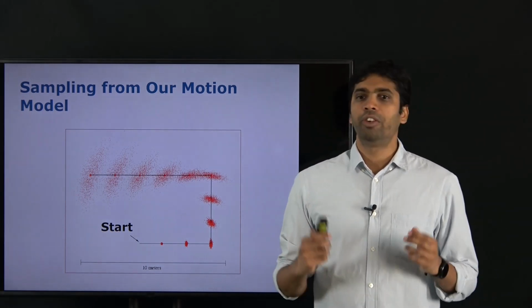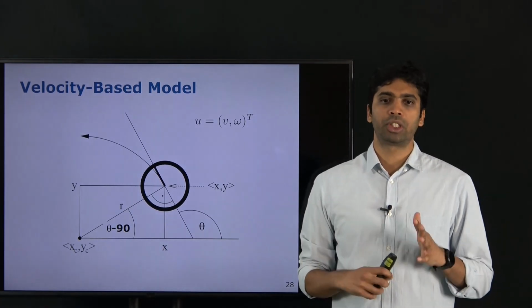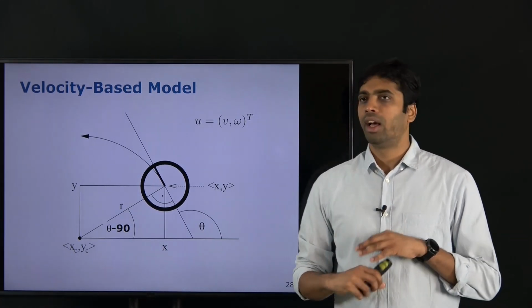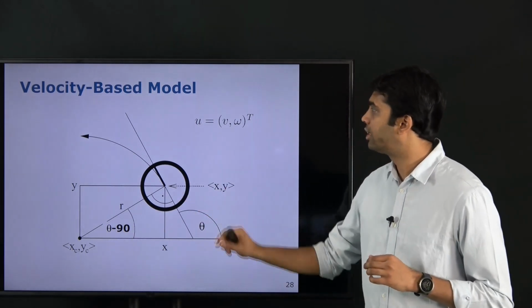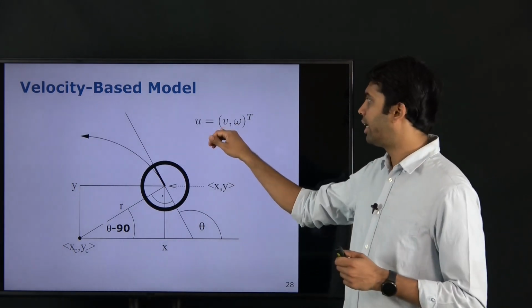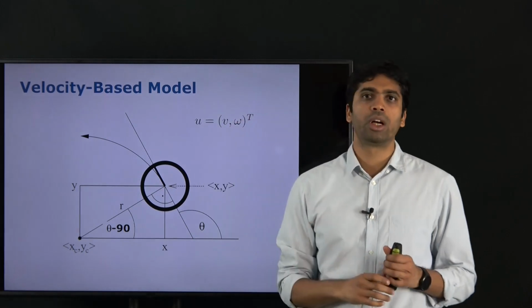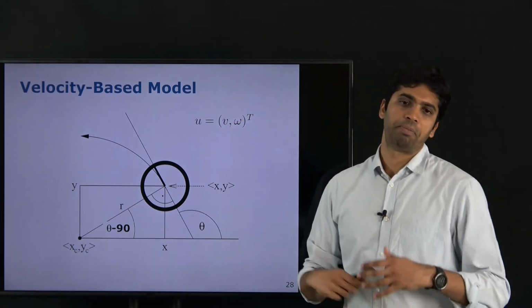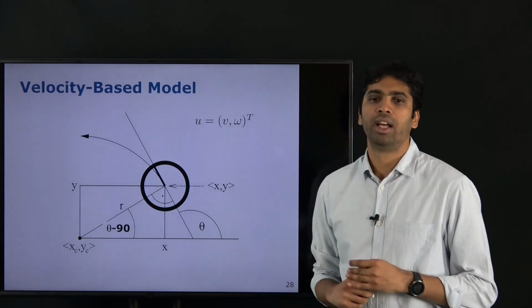Right. So we'll also quickly look at the other model that we mentioned before, the velocity based model. Here the command is described by the linear and the angular velocity of the robot. When you set a linear and an angular velocity, the robot moves along some circular arc. So this is also one way to model how a robot can move.